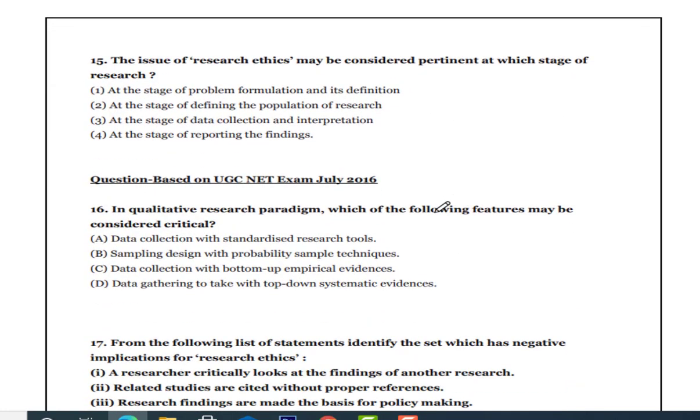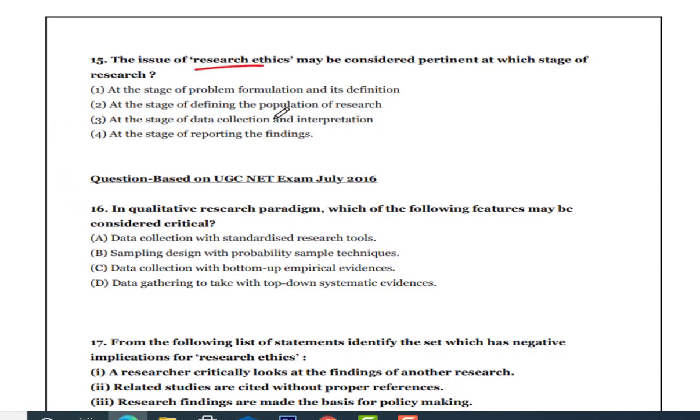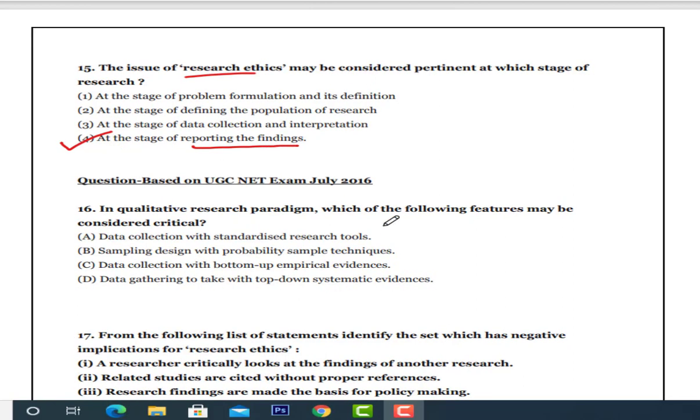The next one: the issue of research ethics may be considered pertinent at which stage of research? So wherever the issue of research ethics arises, the same again they are asking: at the stage of reporting the findings. At the stage of reporting the findings, we have problems and issues in research ethics, right?